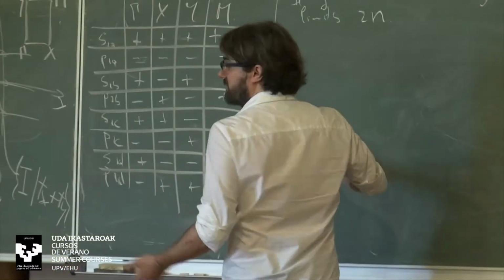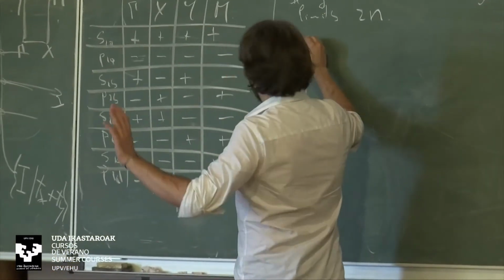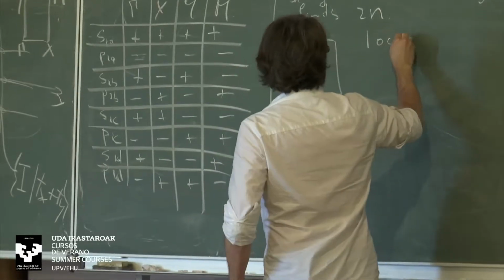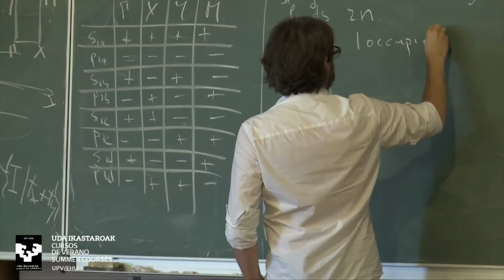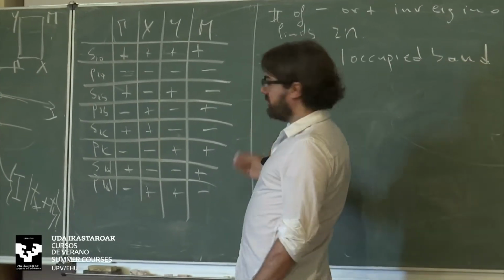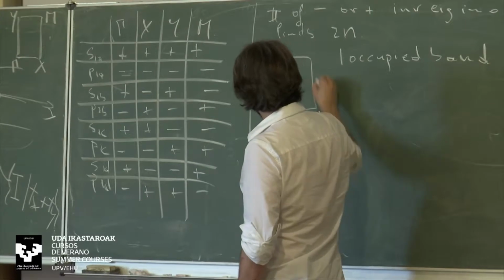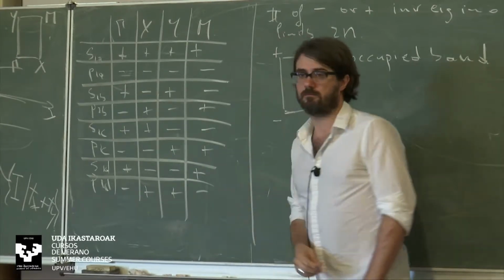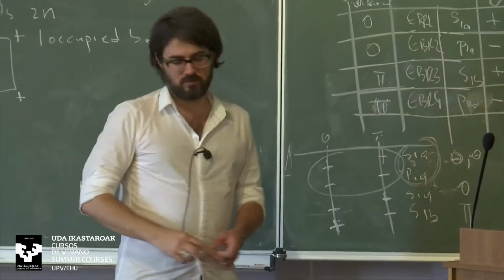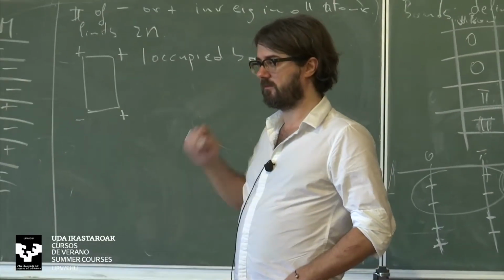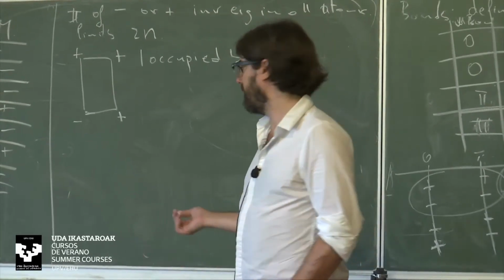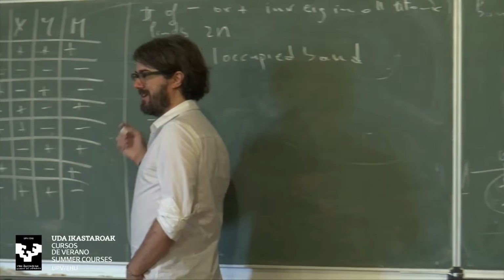So now, let's take the following band, the simplest band, one occupied band. And its inversion eigenvalues are minus, plus, plus, plus. Is this band an atomic limit? Can it be deformed to an atomic limit? No, because it's got an odd number of inversion eigenvalues.